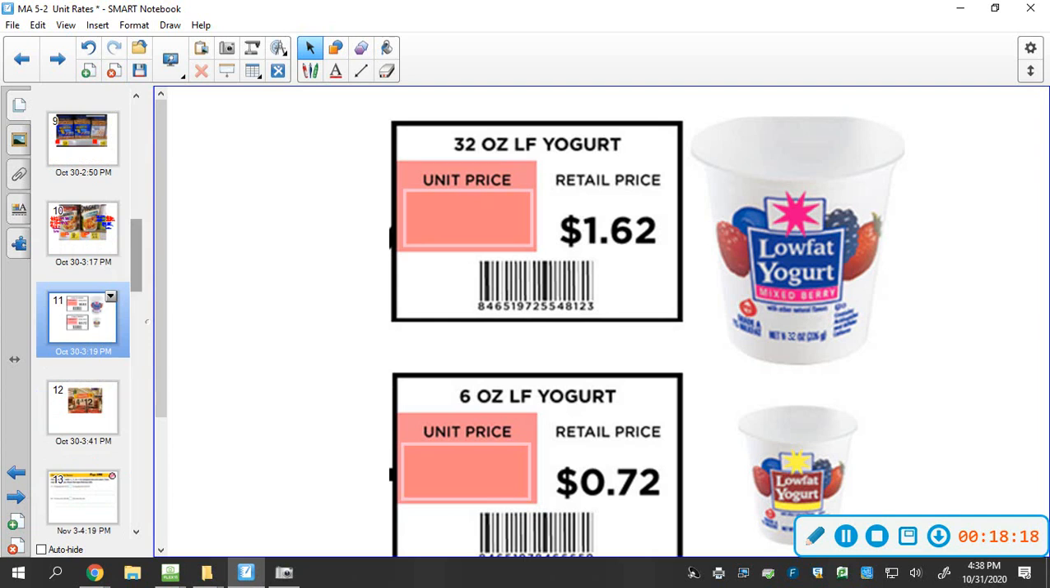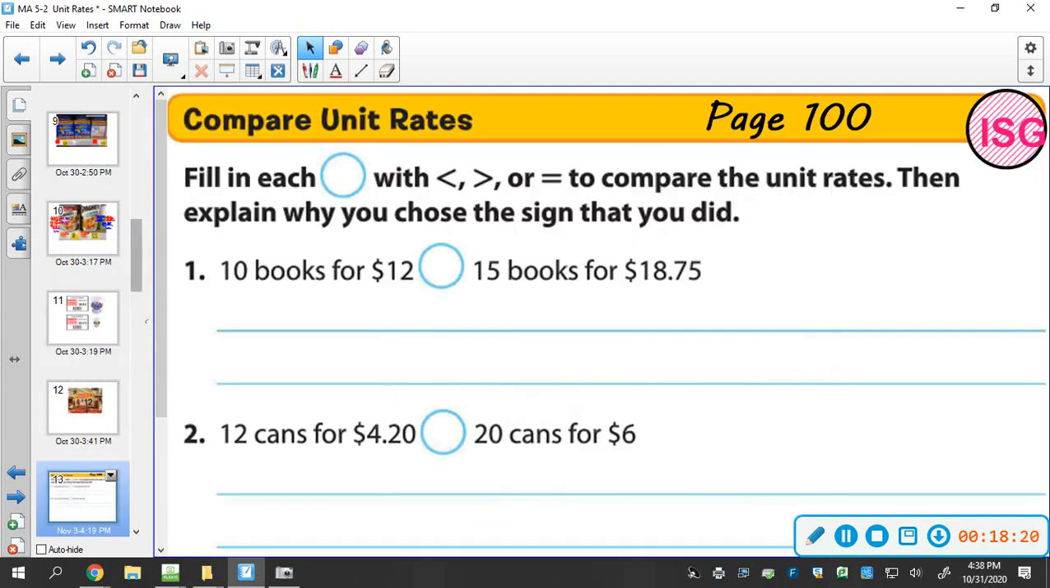There's another example. We're going to skip over some of these. In your workbook, it says fill in each circle with a less than, greater than, or equal to compare the unit rates. Then explain why you chose the sign that you did. So I'm going to give you a minute. Go ahead and decide whether it's a less than, a greater than, or an equal to, and then explain why.